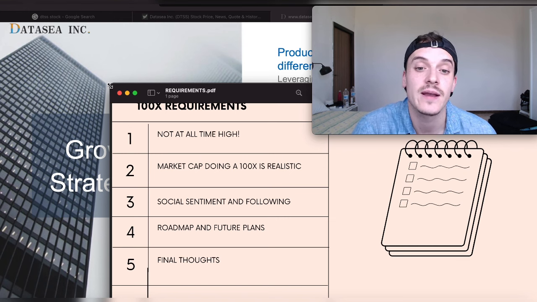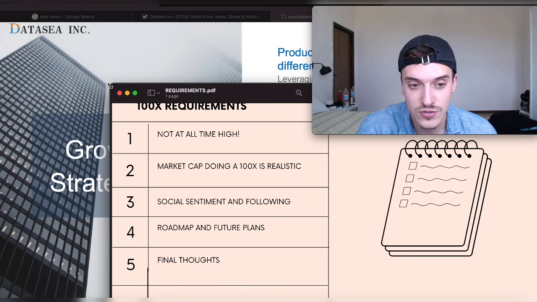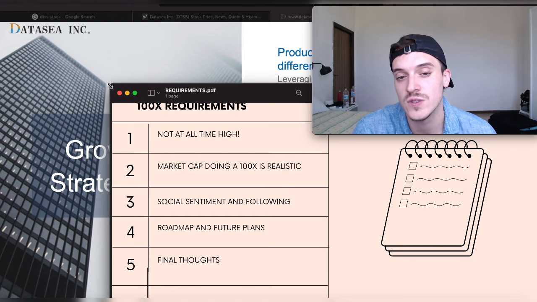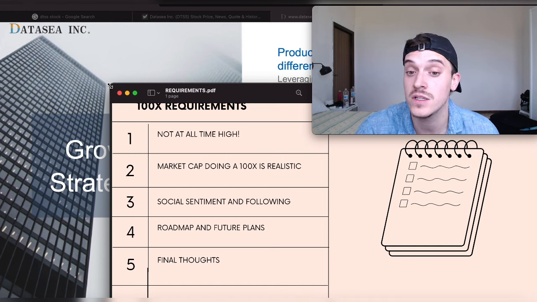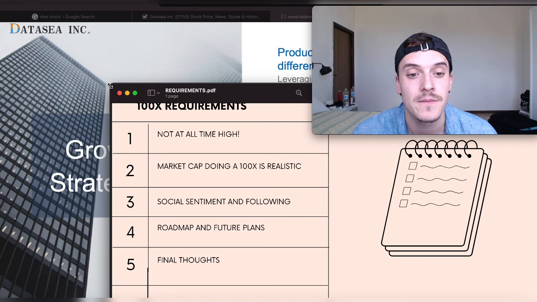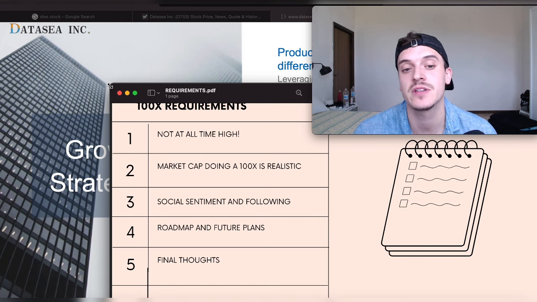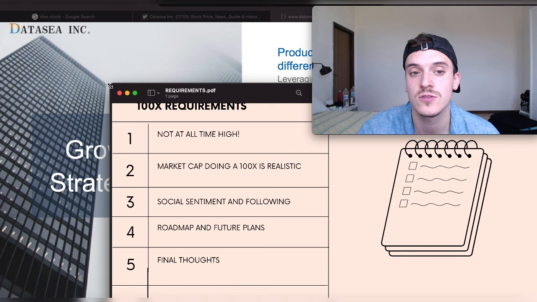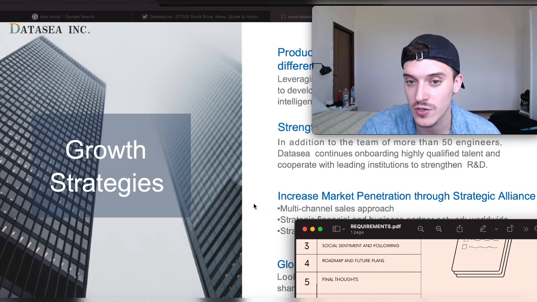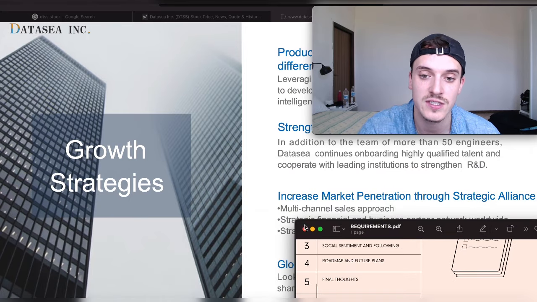So also, market cap doing 100x realistic. Also realistic with this one, they're currently at 22 million, so 100x will be 2 billion. Social sentiment, I've seen not there currently, but I've seen it started to pick up on different social media, on different sites, people talking about DTSS, roadmap and future plans. We just saw here their roadmap. They have some great growth strategies.